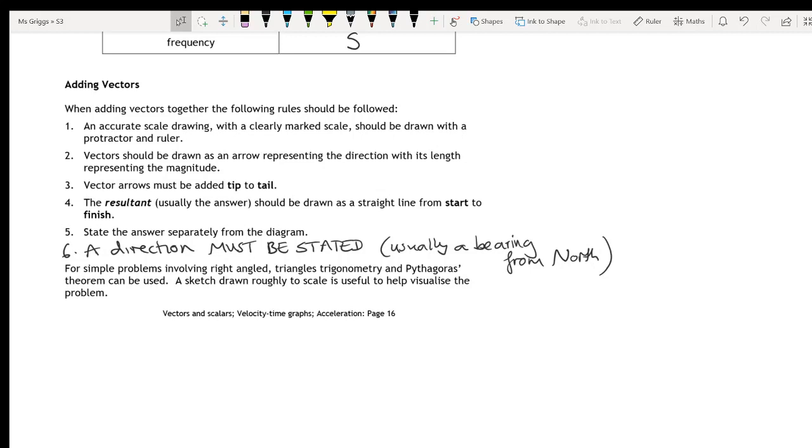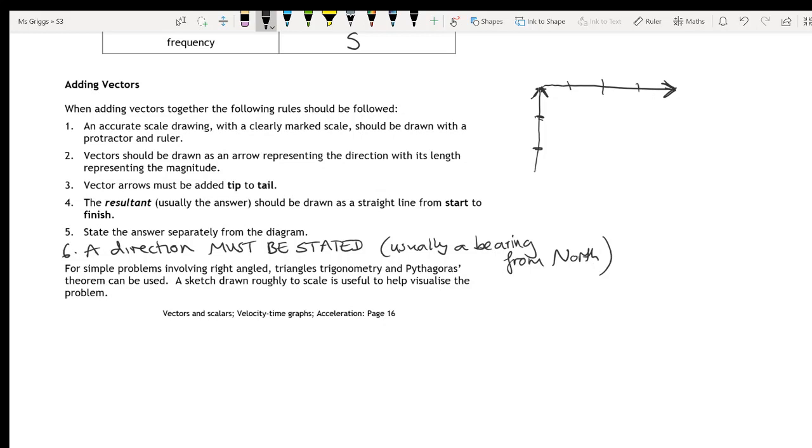So you may need to do a scale drawing, and if you do, it has to be accurate with a clearly marked scale, and it should be drawn with a protractor and ruler. For example, if you have 3 meters north, you might want 1 centimeter to represent 1 meter. So you would get your ruler and measure 3 centimeters north. Then it might go 4 meters east, so we go 1, 2, 3, 4 centimeters east. That's what we mean by scale drawing.